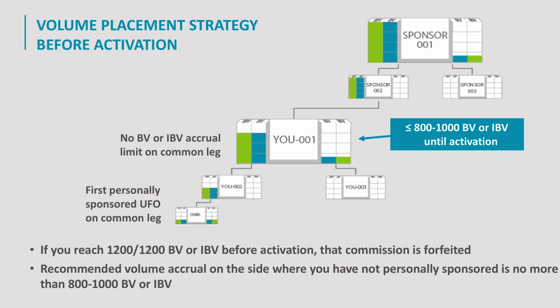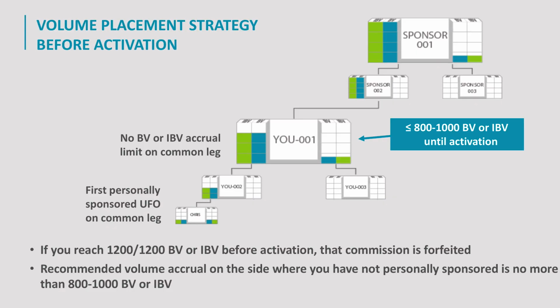When you look at a business, and so again, as we look at this diagram, you'll see the person on the left, and they've got their 2 people that are going down that side. Now, if you reach 1,200 and 1,200 BVs before activation, so before you've sponsored your one on the left and your one on the right who's qualified, then your commission is forfeited. So we want to be very careful not to do that.